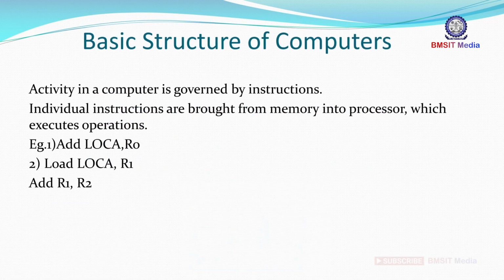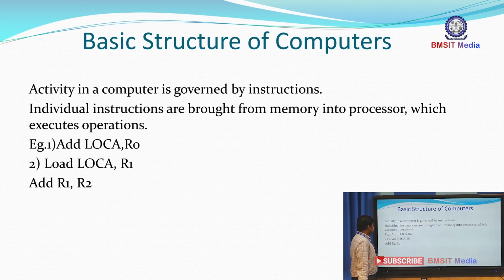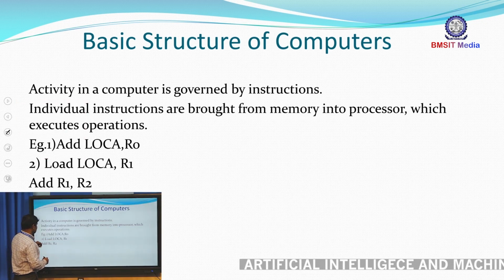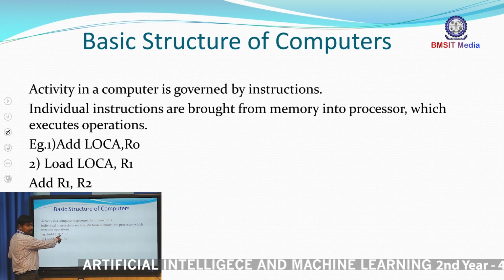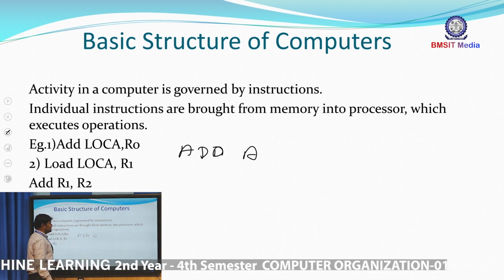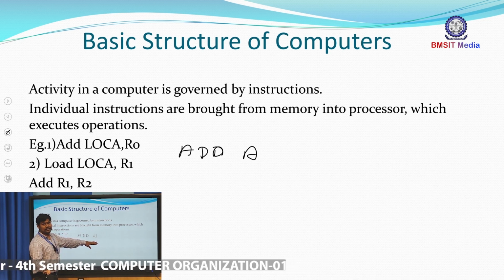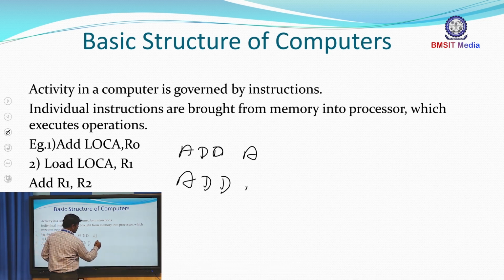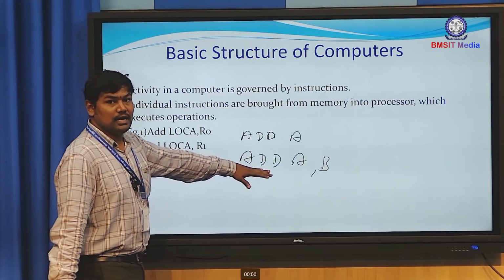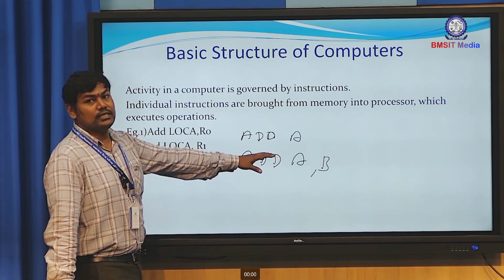Next, in this basic structure of a computer, activity in the computer is governed by instructions. For example, we can take one simple example. What is an instruction? This example represents ADD LOCA, R0. A is a register that stores in the accumulator. So we can represent ADD A, B, or A plus B storing in B. Or A plus B storing in A. Both are correct. It represents the instruction: add register A to B. A plus B will be stored in A or B.